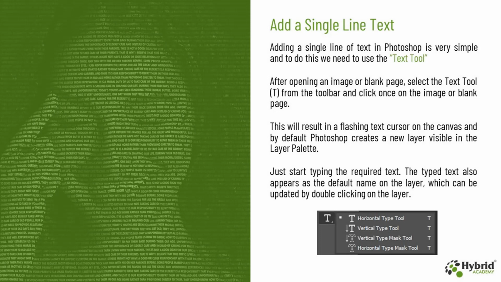Adding a single line of text in Photoshop is very simple, and to do this we need to use the text tool. After opening the image or blank page, just select the text tool from the toolbar or press the letter T as a shortcut and click once on the image or blank page. This will result in a flashing text cursor on the canvas, and by default Photoshop creates a new layer visible in the layer palette. Just start typing the required text. The typed text also appears as the default name on the layer, which can be updated by double clicking on the layer.